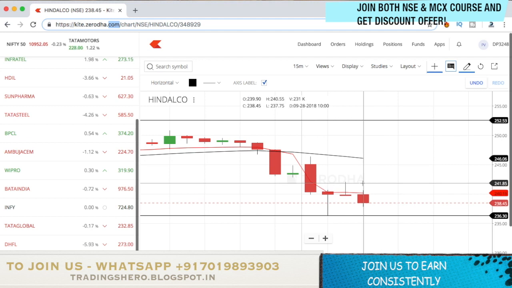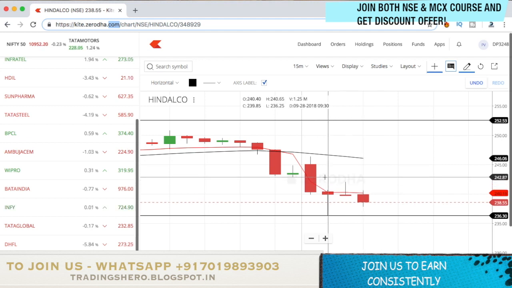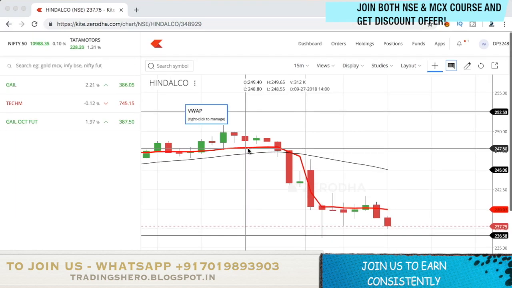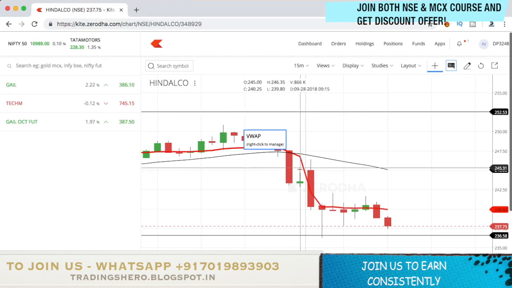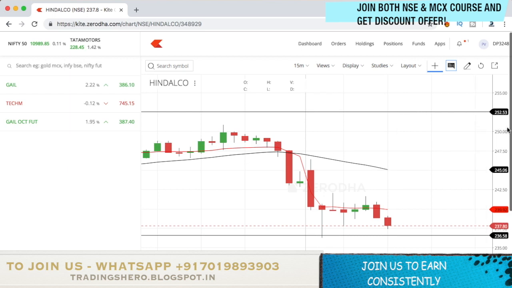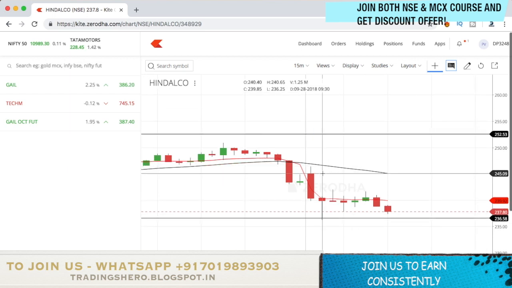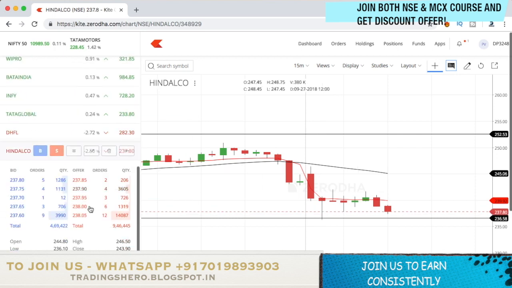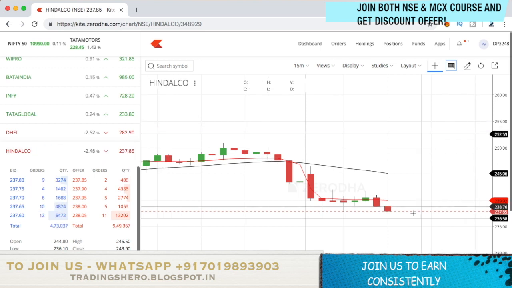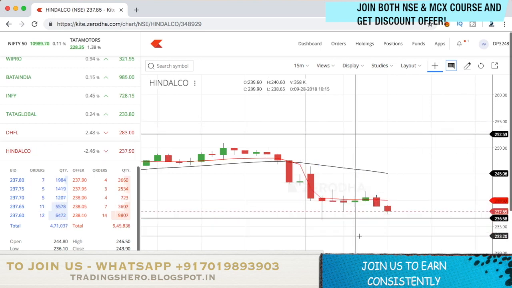And we will be keeping almost 0.3% of the stock as a target. As you can see, it's now coming near to the sell. As I said, 236.25 is the point where we need to sell. Now it's still around 237.85, so we are still more than 1 rupee away. So let's wait for it.